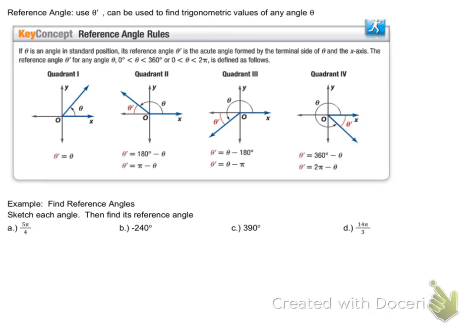Okay, so let's move on here to make our lives a lot easier. Because not everything is between 0 and 360 or 0 to 2 pi, we need to use what we call a reference angle. The book will distinguish between theta and its reference by using an apostrophe after it. One is theta, the angle you were given, and the other is our reference angle. The cool thing is reference angles can be used to find trig values of any angle theta. Why? Because the value of sine theta is the same as the sine of the reference angle. They have the same value.